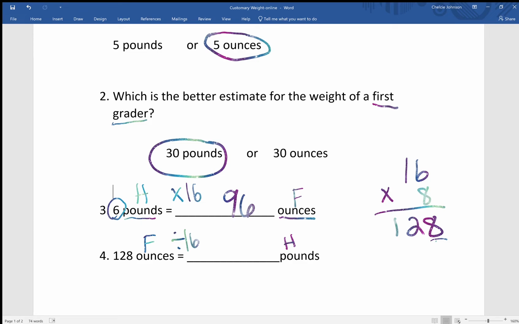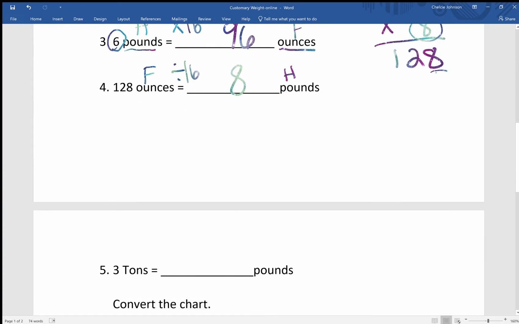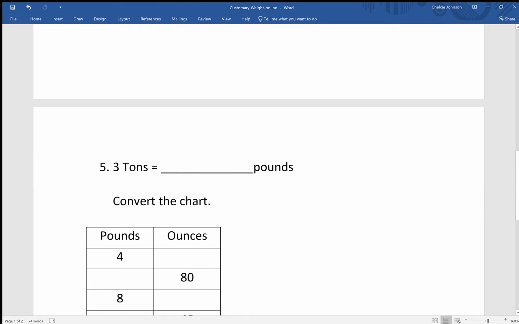So I'm going to put my 8 in here and try that. So that gives me 48. We regroup our 4. 8 times 1 is 8 plus 4 is 12. So our answer happens to be what our other product was, since we had to figure it out by doing the inverse operation this time. So your answer is 8. Okay, now let's move on to number 5.